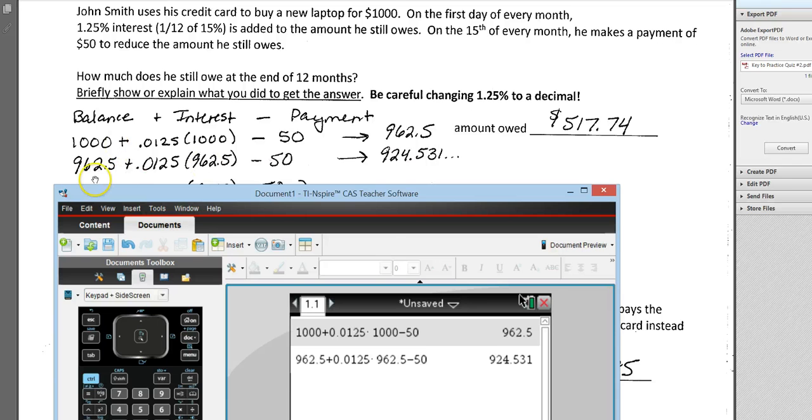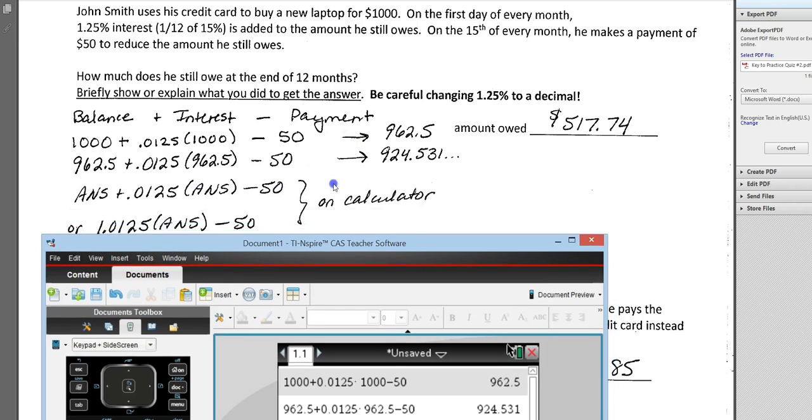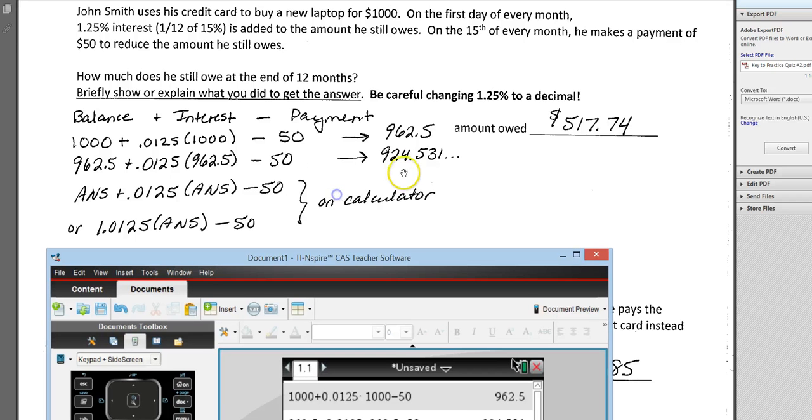Then I take the $962.50, add the same amount of interest, the 0.0125, and then subtract $50, and then it's $924.53. I'm not going to round it yet, but I'm just going to keep going with this. Now, how do you keep this going on the calculator? Rather than keep typing in this number, I can just say answer plus 0.0125 times the answer minus 50. And if that makes sense to you, do it that way.